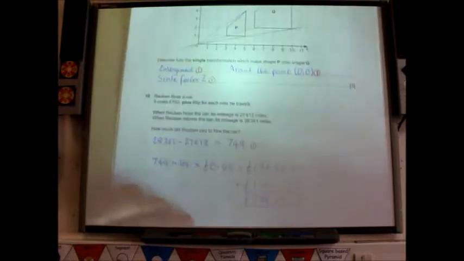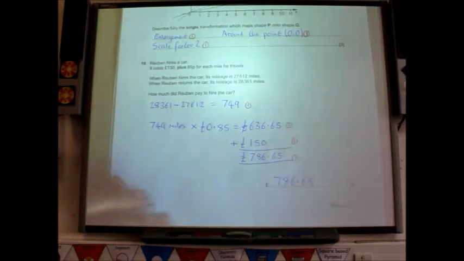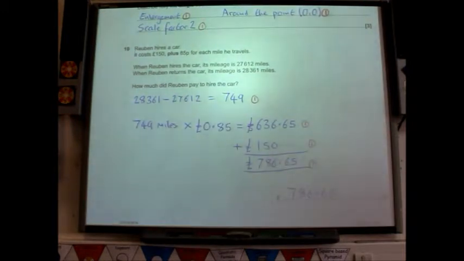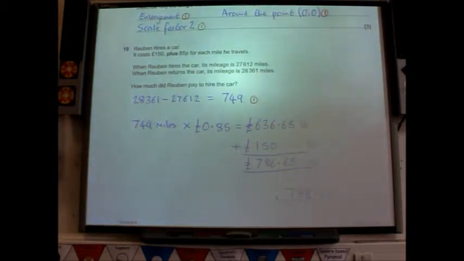Next one, Ruben hires a car. It costs £150 plus 85 pence for each mile he travels.